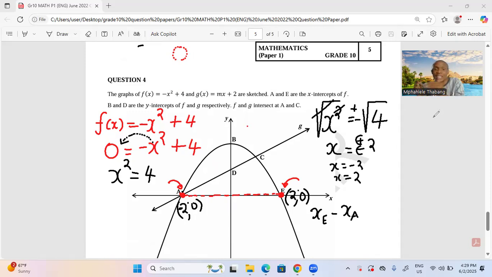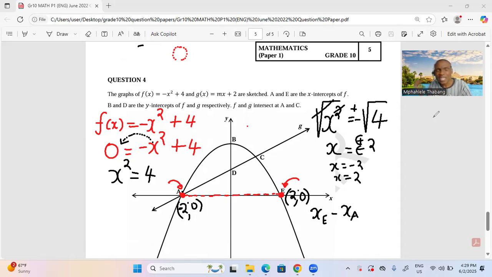You take the x value of the point on the right side, the x value of E, and you subtract the x value on the left side. Why am I not using the distance formula? Because this is a horizontal line, and I see that the y coordinate at E is 0, and the y coordinate at A is 0. So making use of y will not influence the answer. No need to use the distance formula.